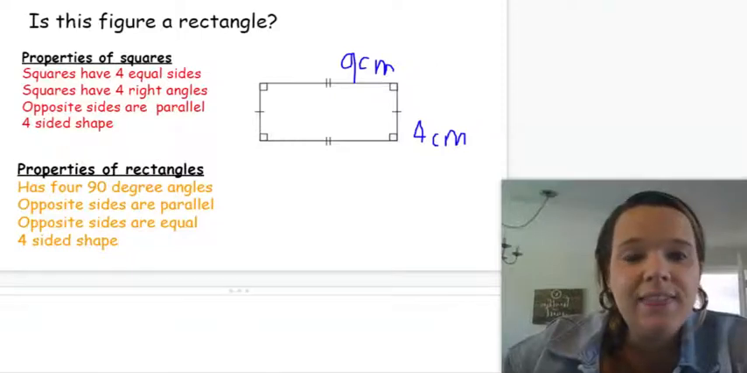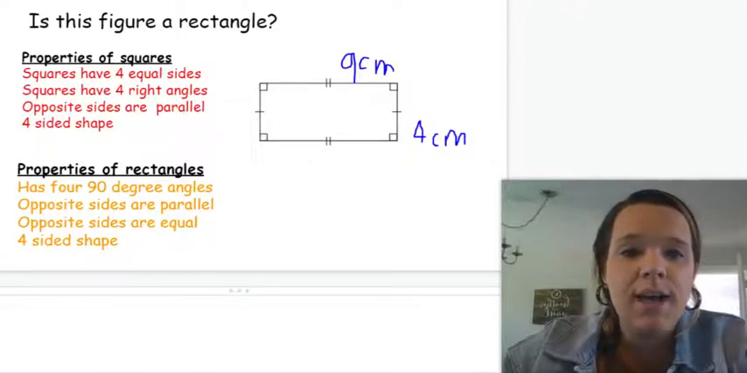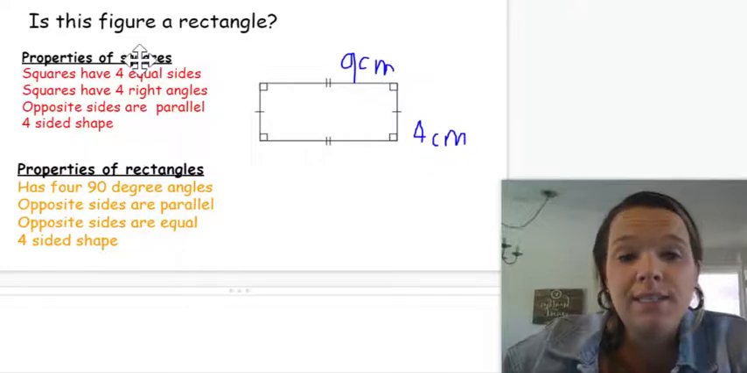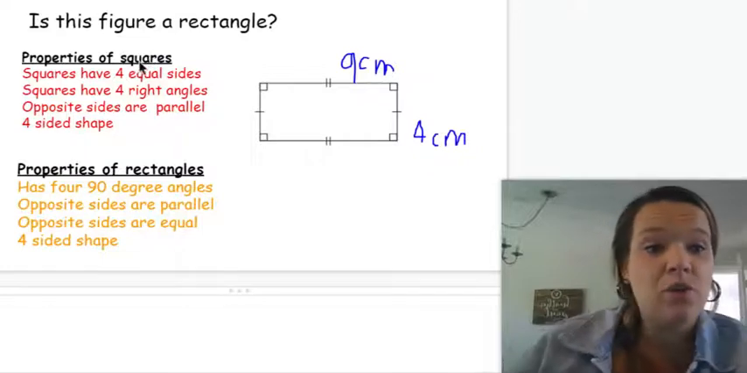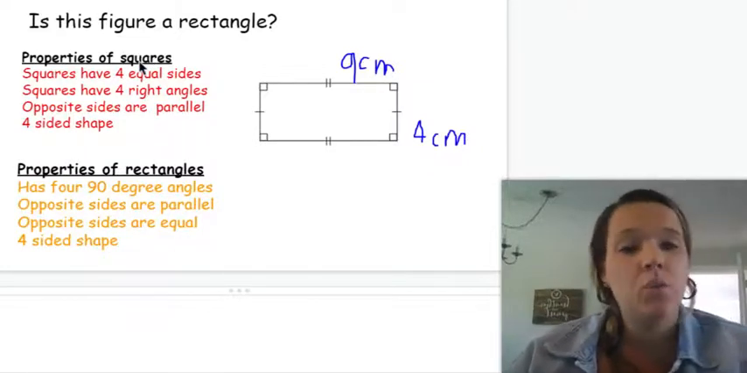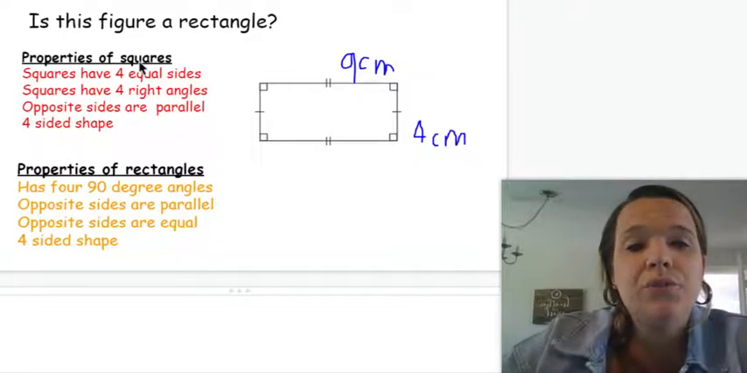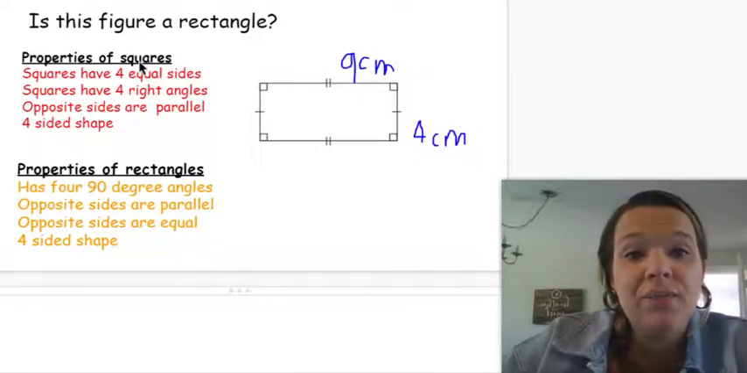So we are going to look at this figure. We can see it has four sides, which means it is a quadrilateral. If anyone's ever heard of quadruplets, that's when there's four babies. The word quad tells us four. So there's four sides, and we want to determine if this figure is a rectangle or not.